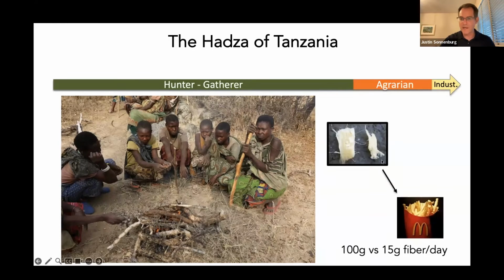So this is a picture of some of the tuber after it's been chewed. You can actually see the fibers in there. The Hadza eat on the order of 100 grams of dietary fiber per day. This is the primary nutrient that fuels gut microbiome metabolism in a beneficial way. These tubers are very different than most of the tubers that we eat. And of course, Americans eat very low fiber diets on average, around 15 grams of fiber per day.